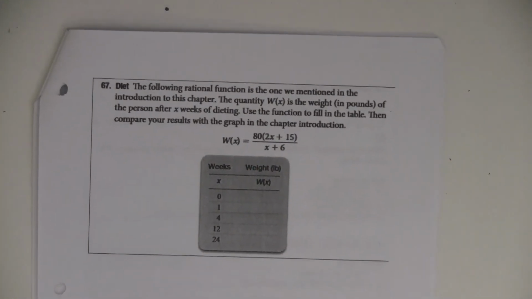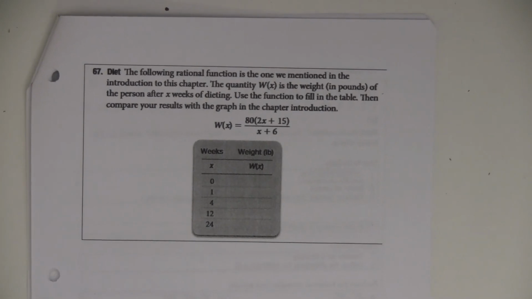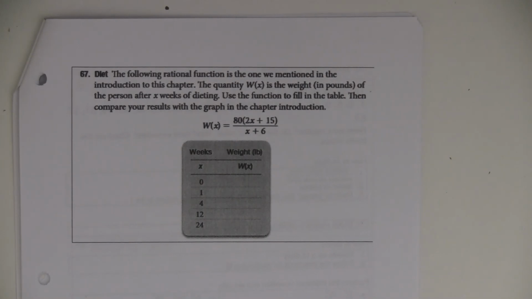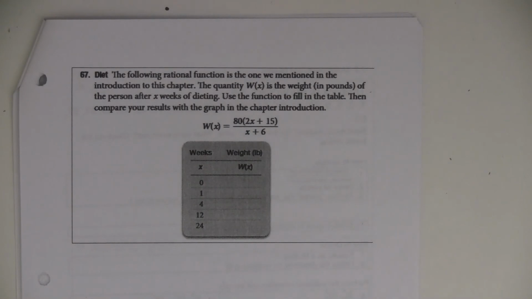And yes, this is the last problem. It really is. And 67 is probably a problem I would have assigned for homework, so you can give yourself a few minutes and see if you can do it. It says the following rational function, so pause if you're going to do it. The following rational function is one we mentioned in the introduction to this chapter. The quantity W at X is the weight in pounds of a person after X weeks of dieting. Use the function to fill in the table. Then compare your results with the graph in the chapter introduction.